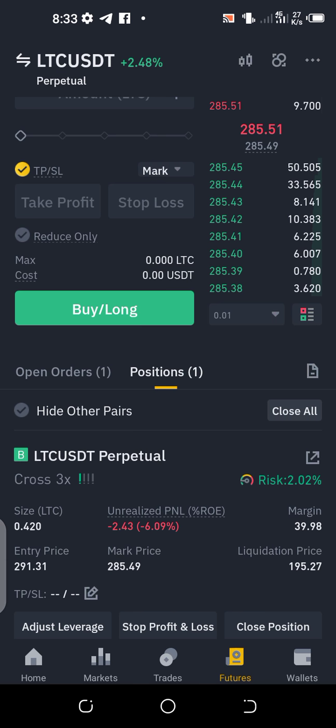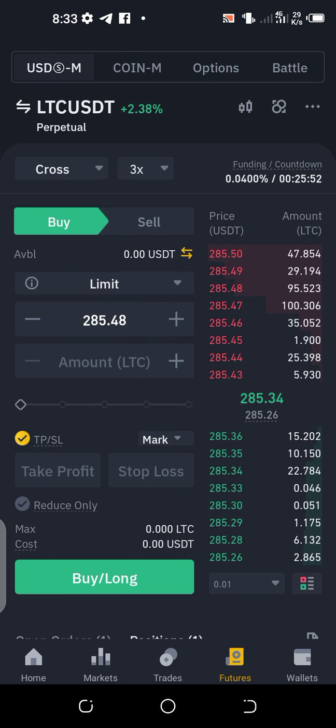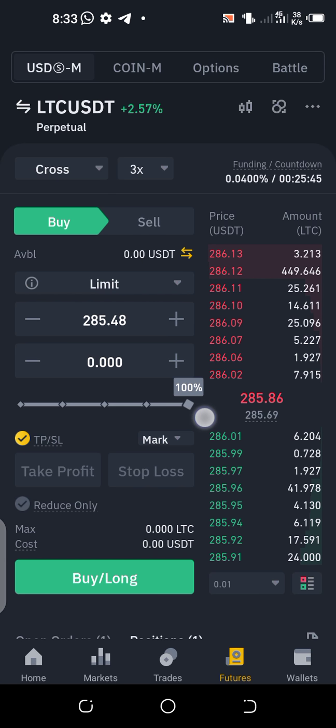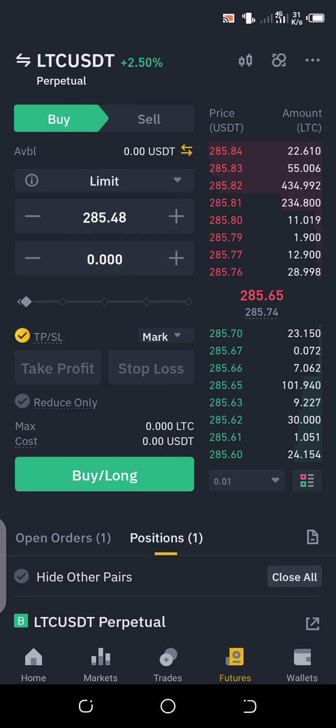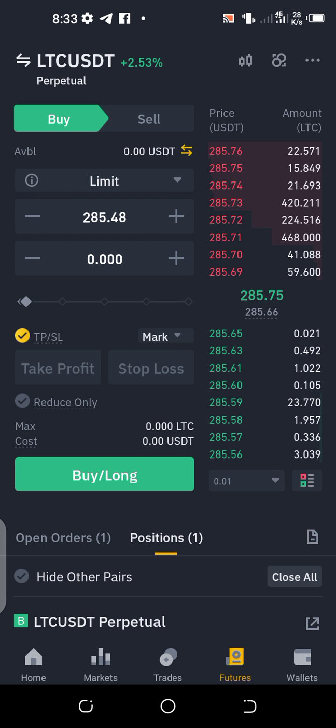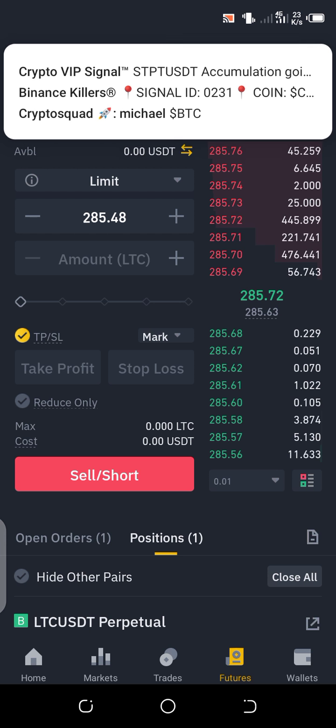So here I entered a trade with $40 plus. You can see to enter a trade here is very simple. We have the buy and we have the sell. When you are buying here, what we call it is long. When you are longing the market, then you are looking at the market to go up from the price that you entered. But when you are shorting the market, you are looking at the market to go down.